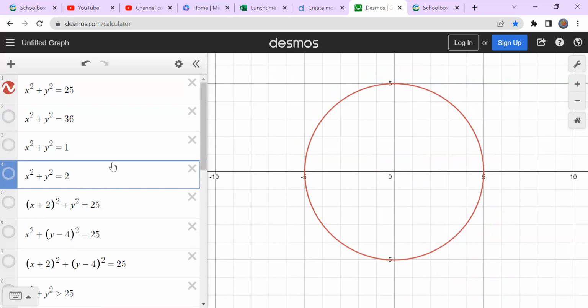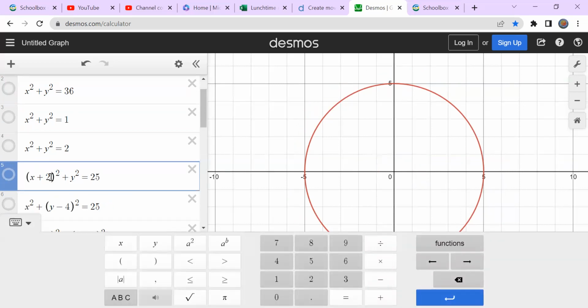But what if I wanted to move the circle to the left or to the right, so backwards and forwards? Now, backwards and forwards, left and right, is always to do with the x. So for this one here, I put an example on this equation. I said x plus 2. So what happens when you add something to the x? Now, it's the opposite to what I think should happen. If you add something to the x, you're going to go to the left.